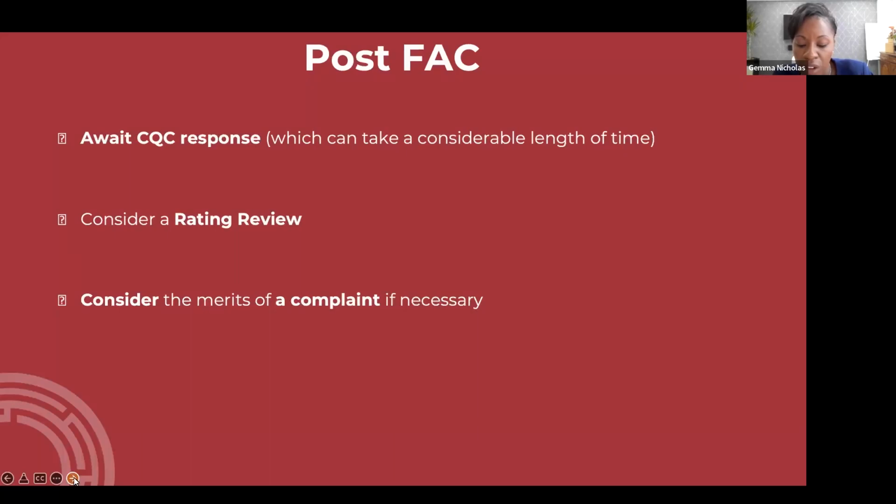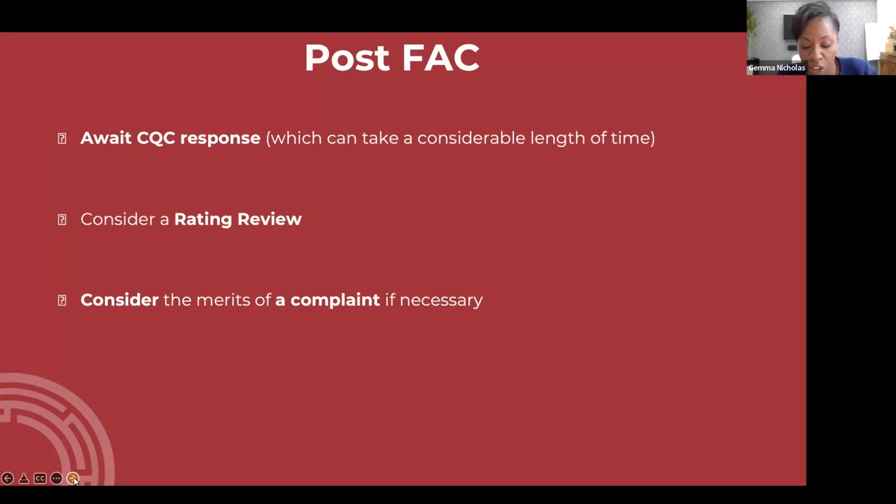Also consider the merits of making a complaint if necessary, as we've mentioned. So examples of what you can complain about include when you think that the CQC has made an administrative mistake, such as providing wrong information or taking longer than it said it would do to do something. If an inspector has behaved in an unprofessional way or not followed its policies and procedures.